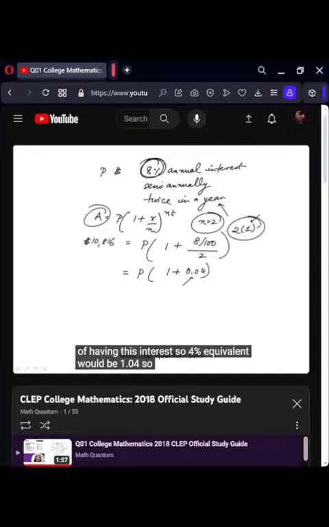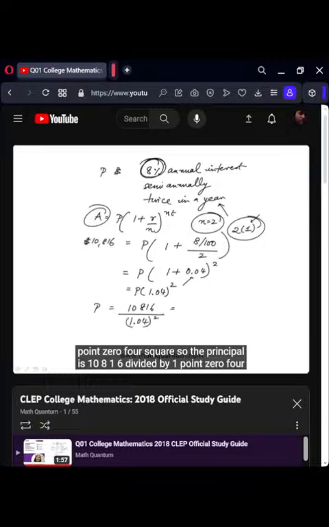Or you can just think of having this interest, so 4% equivalent would be 1.04, so this is P times 1.04 squared, so the principal is 10,816 divided by 1.04 squared. So for this we can just use the calculator, so this would be 2, and then find the inverse. Oh, it would be a nice number, so I have to guess. Yes, it's 10,000, so the answer is choice B.